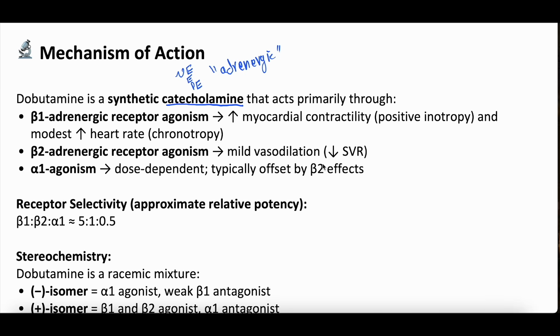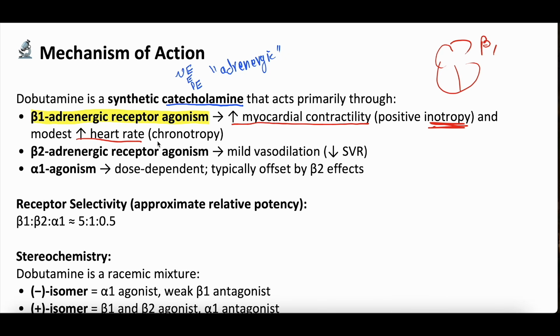Dobutamine in particular, though, focuses mostly on beta receptors, okay? Beta 1 adrenergic receptors. These receptors are in the heart tissue itself, right? And we have the heart, and they have these beta 1 receptors. Dobutamine stimulates those beta 1 receptors, and it increases myocardial contractility. It's a positive inotrope, positive inotropy. Inotrope being increasing contractility. It also somewhat increases heart rate.